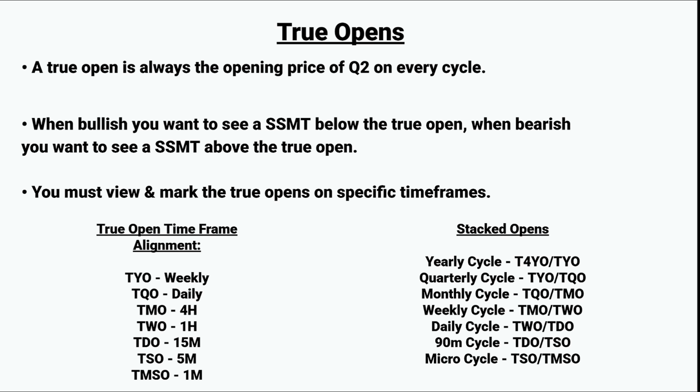Another example would be, let's say we're trading the 90-minute cycle. We want to see that true session open below the true day open when we are at an extreme discount, and we want to see the true session open above the true day open when trading at an extreme premium. So if we were to form a 90-minute bearish sequential SMT while trading above the true day open and also the true session open, we could expect very, very explosive price action.